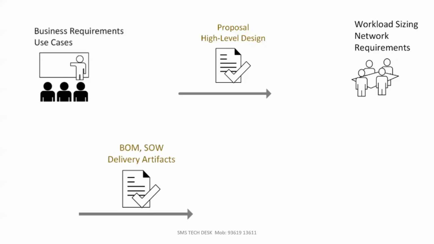So next is about BOM and SOW. BOM means bill of materials, and SOW means scope of work. The bill of materials will go to the purchase team, and the SOW will come to us. Who is going to do what kind of task in the data center, that SOW will have all those details.